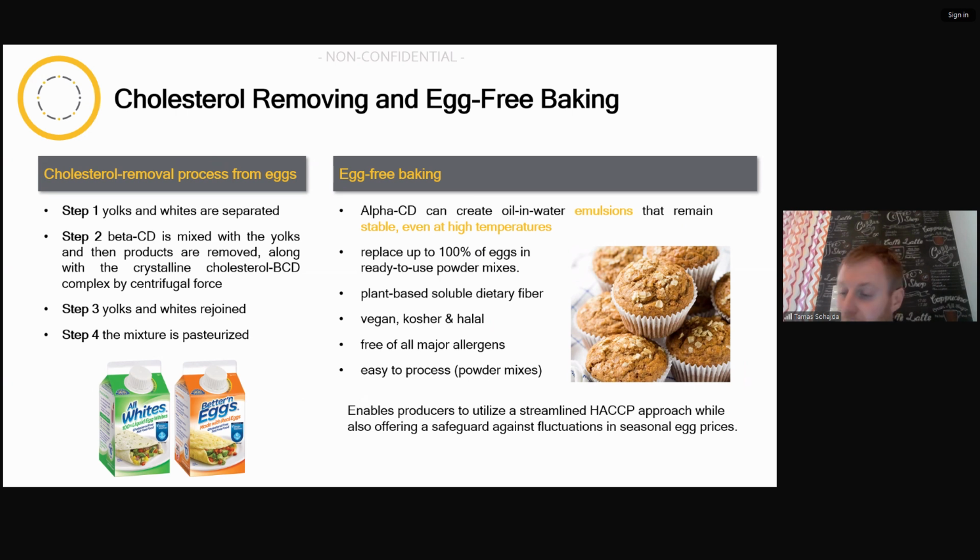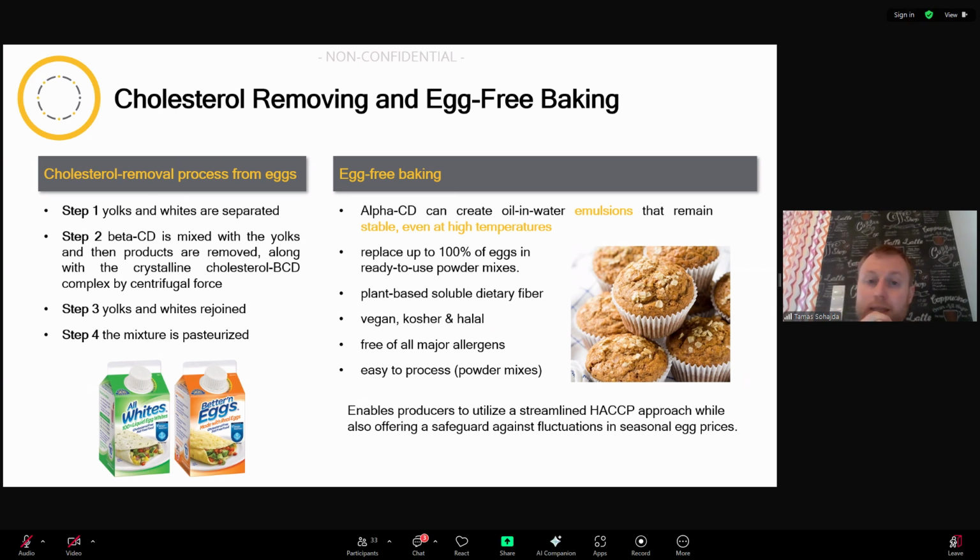Or it can be used to replace certain components or additives during food preparations. For instance, in baking, you can replace egg with cyclodextrins because alpha cyclodextrin can be used very nicely to create stable emulsions even at high temperatures.